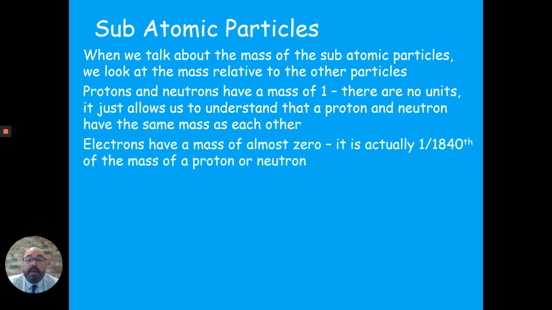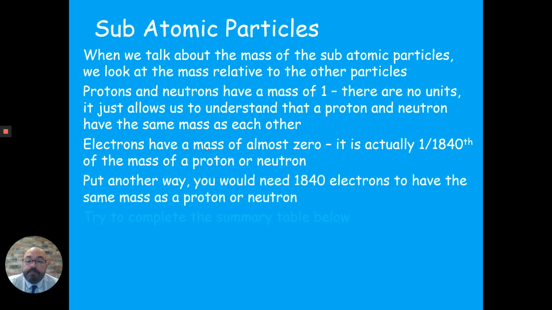Electrons, on the other hand, we say they have a mass of almost 0. If we're going to be technical, it's actually around about 1,840th of the mass of a proton or neutron. Depending which textbook or website you look at, that number may differ slightly. It may be 1865, but it's there or thereabouts. What that means is, if you wanted the number of electrons to equal the mass of a proton or a neutron, you would need 1,840, so a lot.